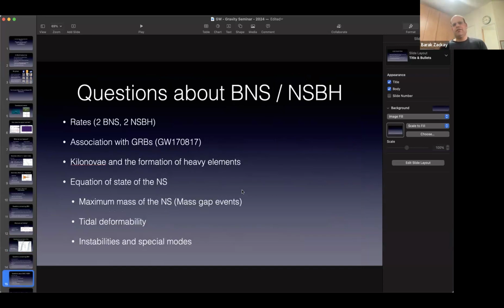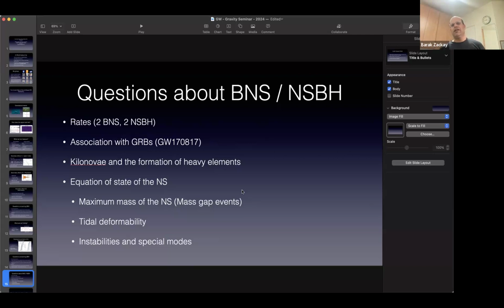The questions about binary neutron star and NSBH are even larger. So first of all, what's the rate of this thing? So we saw 2 events of each, and that's not enough to determine a rate in a reasonable manner. There was association with a GRB for 170817, but we don't really know, would it happen every time? What is the duration of this expected GRB?